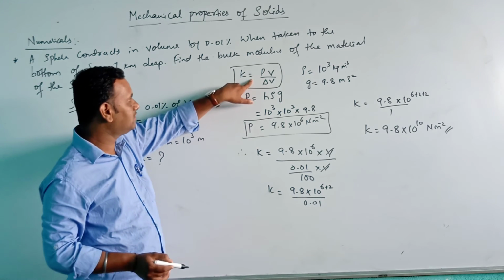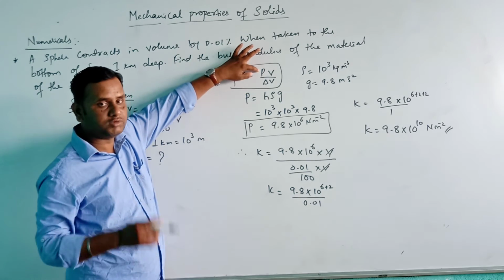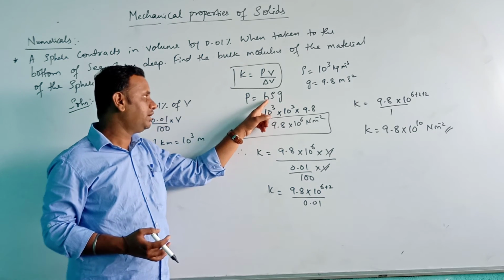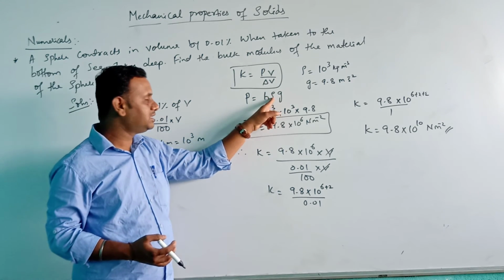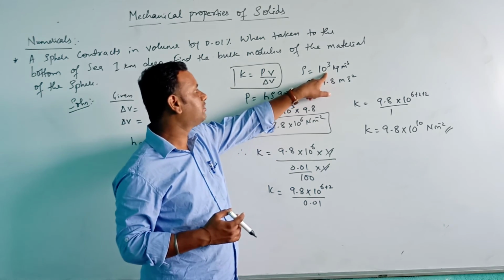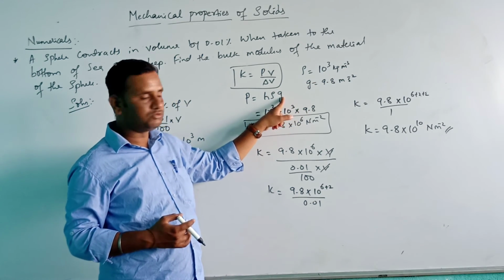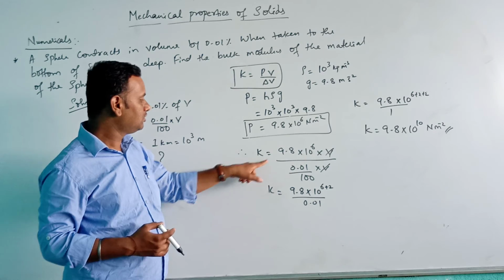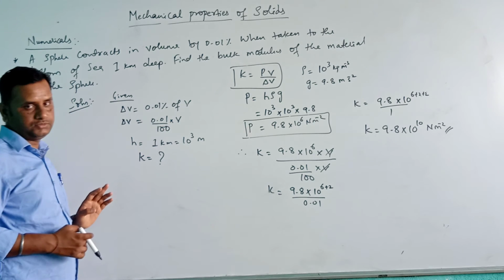Using this relation, we can calculate the bulk modulus of the material of the sphere, but we don't know how much pressure is on the sphere. Therefore, we are using this formula. Pressure is equal to H rho G, where H is the height, that is 10 to the power of 3. Rho is the density of water. The standard value of the density of water is 10 to the power of 3 kg per cubic meter. So we have substituted here. And G is the acceleration due to gravity, that is 9.8. We got the pressure. So using this relation, we have found out the bulk modulus of the material of the sphere. Okay.